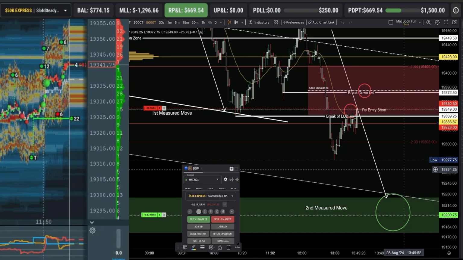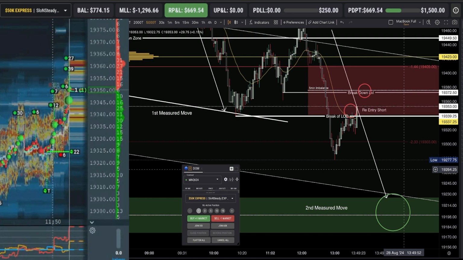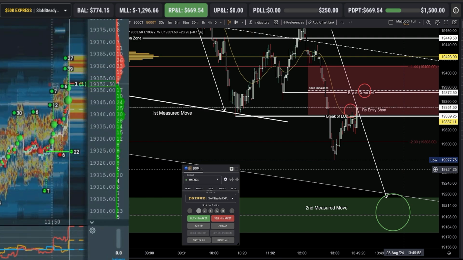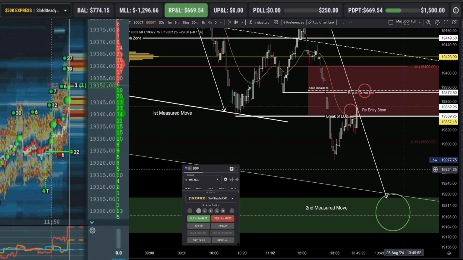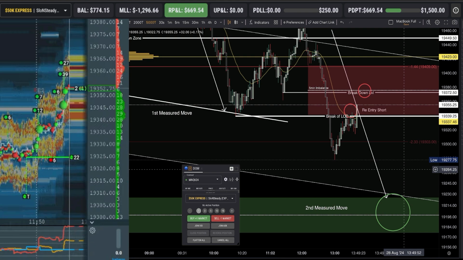Alright, so that looks like a squeeze. We did get stopped out there. I'm going to take a look at this breakdown level and the imbalance, see if that is a spot where we can maybe reconsider this entry. However, if we start getting above that, we might start to see a squeeze into power hour.